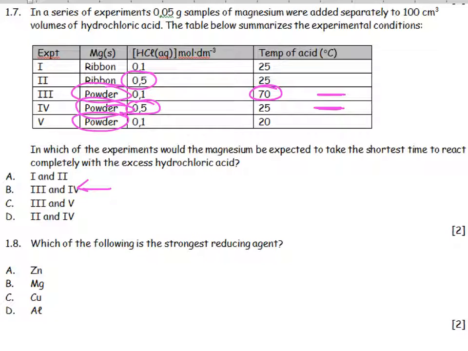Which of the following is the strongest reducing agent? I decided to take this question out. You need to use the redox table, and we haven't really used that very much. It turns out that it is magnesium, because if you look at the redox table, it is the most likely to be oxidized. It is highest on that redox table.